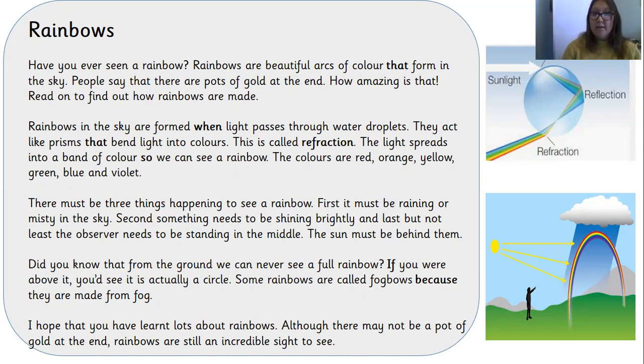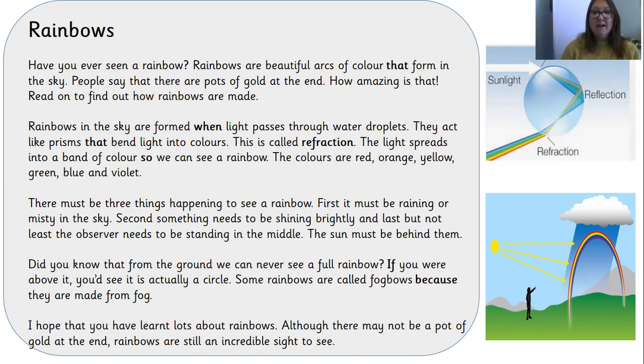Rainbows in the sky are formed when light passes through water droplets. They act like prisms that bend light into colours. This is called refraction. The light spreads into a band of colour so we can see a rainbow. The colours are red, orange, yellow, green, blue, and violet.